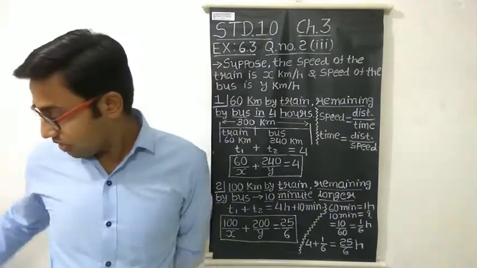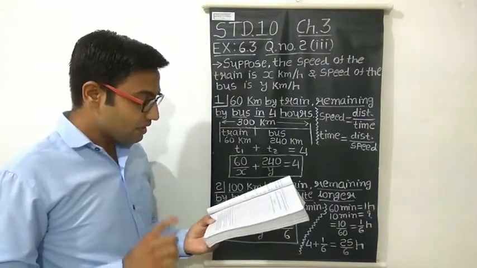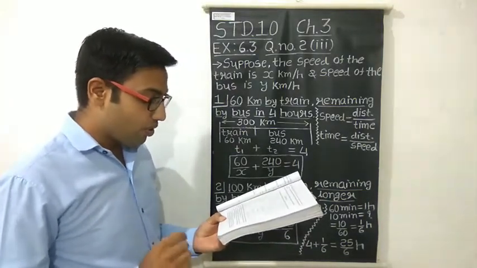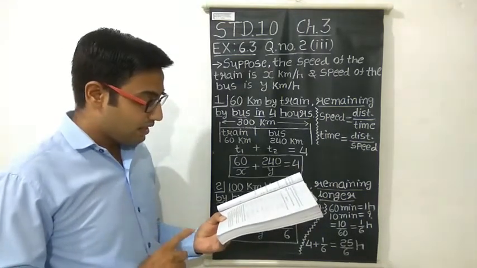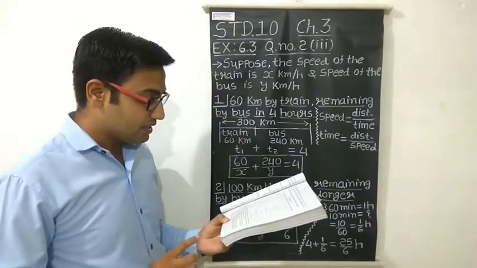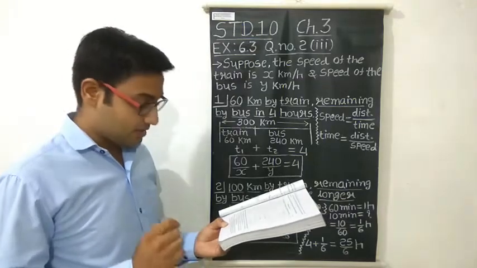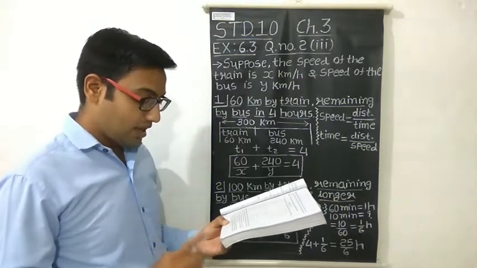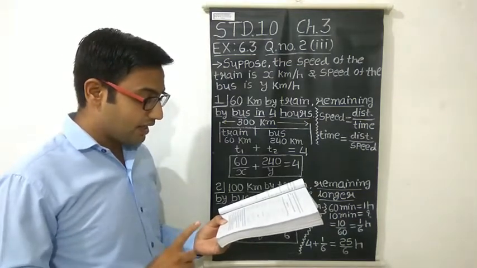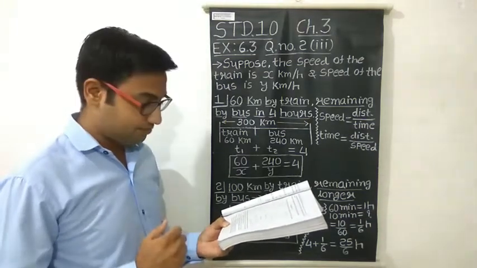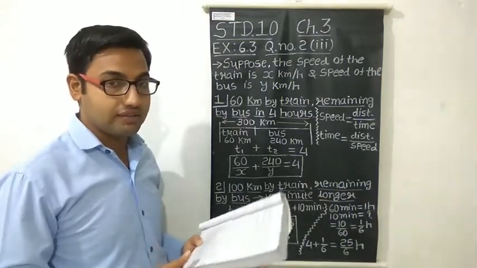So what is the question? The question is, Ruhi travels 300 km to her home partly by train and partly by bus. She takes 4 hours if she travels 60 km by train and the remaining by bus. If she travels 100 km by train and the remaining by bus, she takes 10 minutes longer. Find the speed of the train and the bus separately.